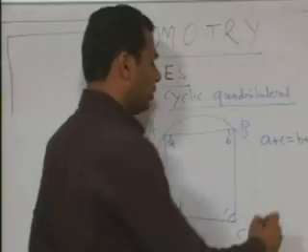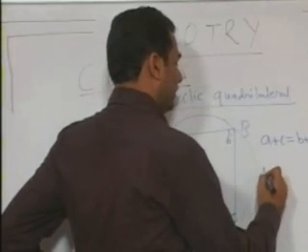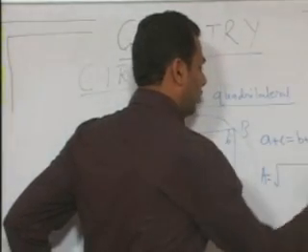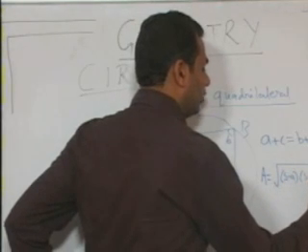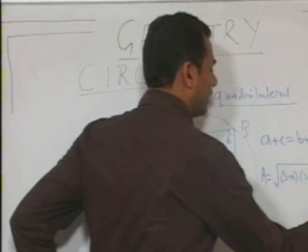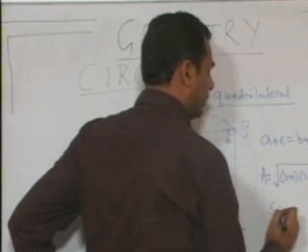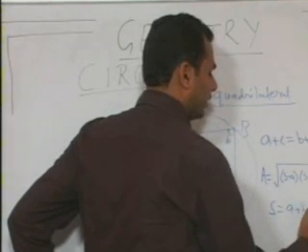Now, one more important thing: the area of the cyclic quadrilateral is always the square root of (S minus A) into (S minus B) into (S minus C) into (S minus D), where S is the semi-perimeter of the cyclic quadrilateral.